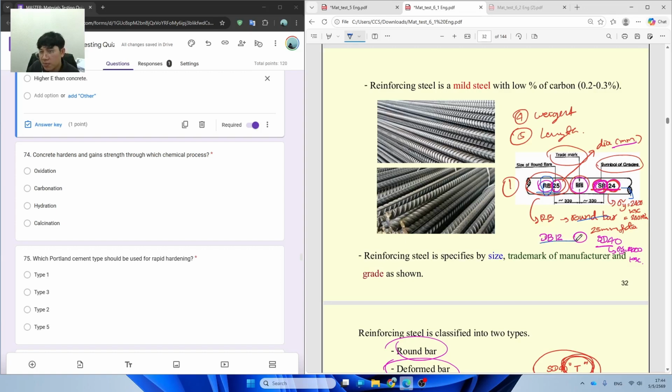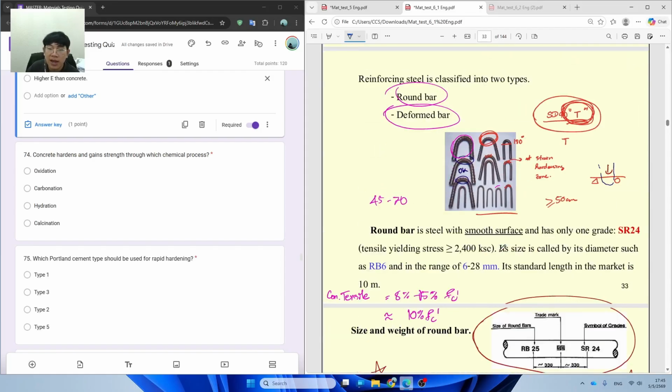And for the deform bar, most of the time we indicate similarly DB, which means deform bar. 12 means the diameter in millimeters, and we have the trademark in the middle, and then we change from SR to SD because it's a deform bar, the standard grade of the deform bar. The number 40 at the back means its yielding stress is equal to 4000 KSC.